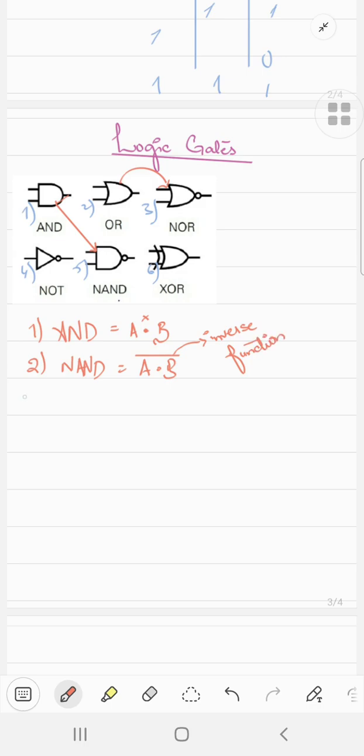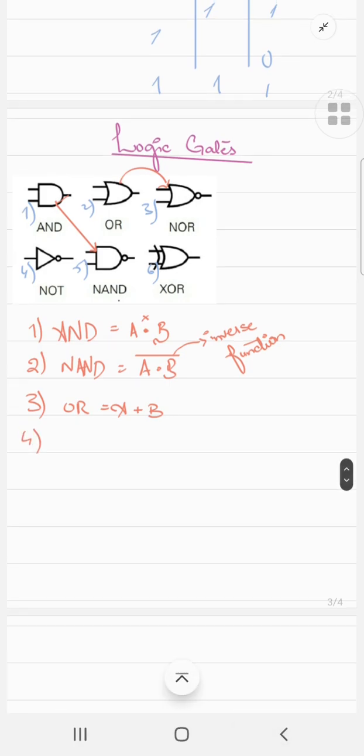Okay, third gate we are discussing is the OR gate. You will add two inputs in the OR gate. For example, 0, 1. Okay, next gate, the inverse of OR gate is the NOR gate.